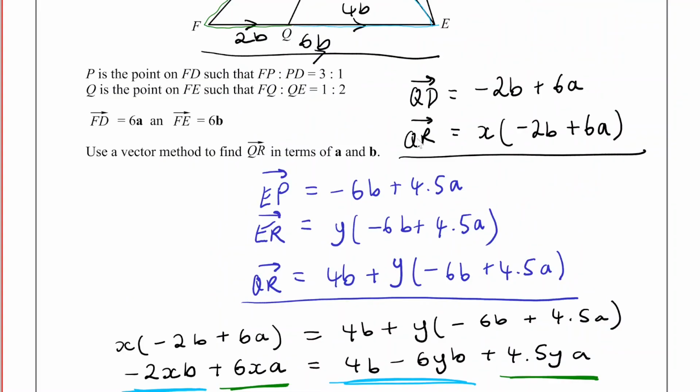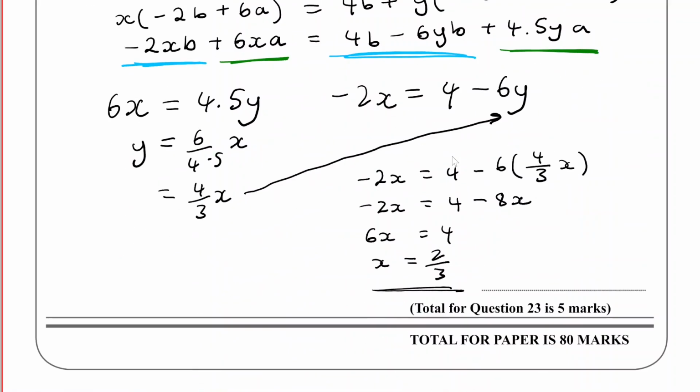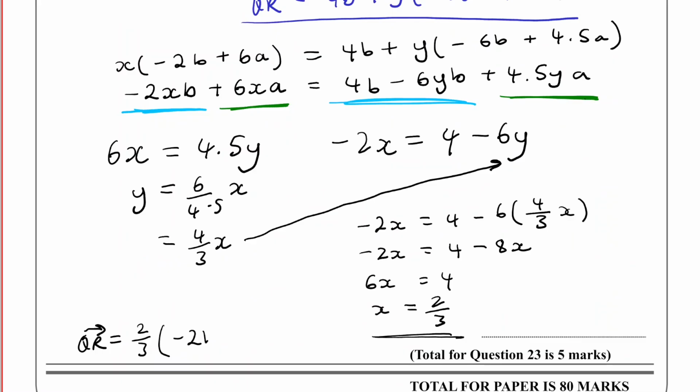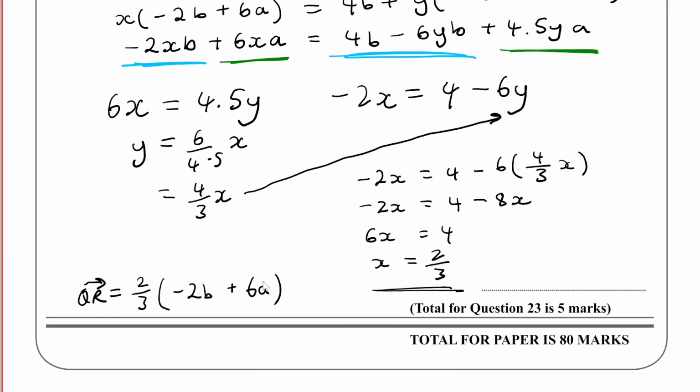I'm just going to substitute that in for X in my QR. So QR is 2/3 times (minus 2B plus 6A). So there is QR in terms of A and B. I'll expand the brackets. 2/3 times negative 2 is negative 4/3. 2/3 of 6 is 4. So I've got 4A minus 4/3 of B.